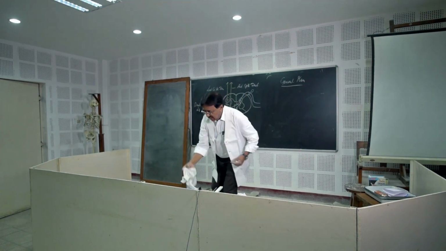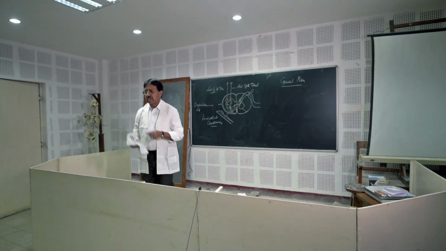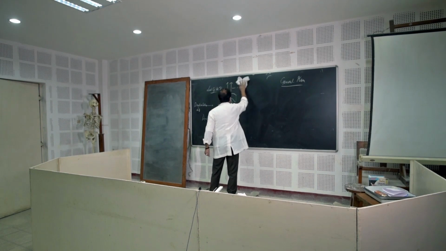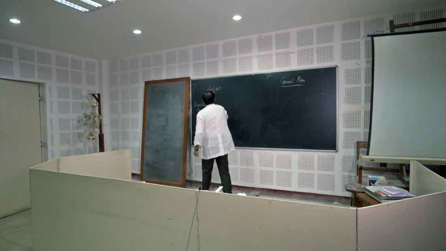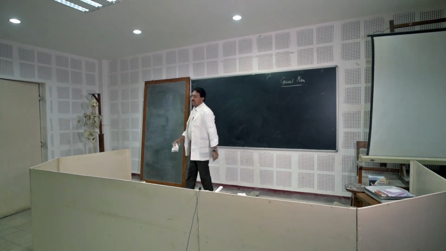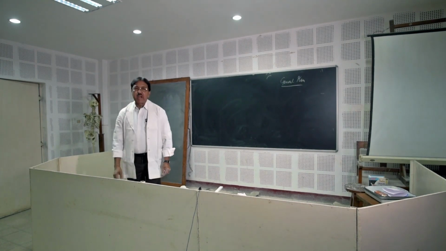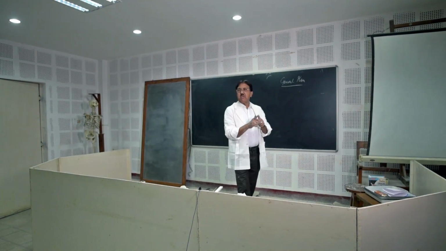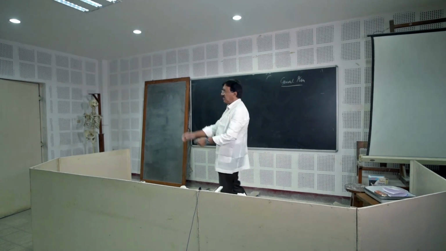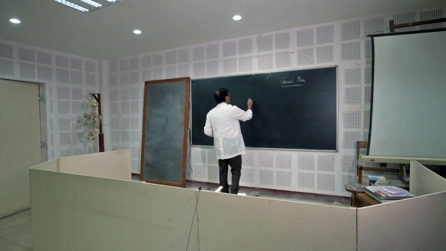Tracts to the cerebellum are in general named spinocerebellar tracts. The spinocerebellar tracts are the tracts to the cerebellum, but it does not mean that the spinocerebellar tracts are only the tracts to the cerebellum. There is something else, which will become clear. So, very quickly, let us see the outline.